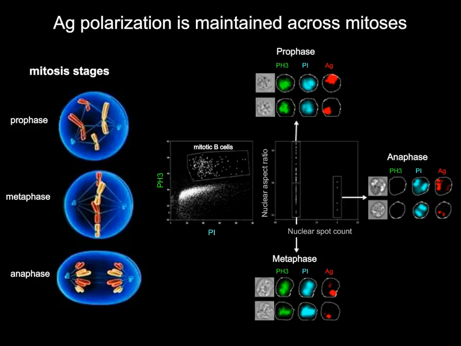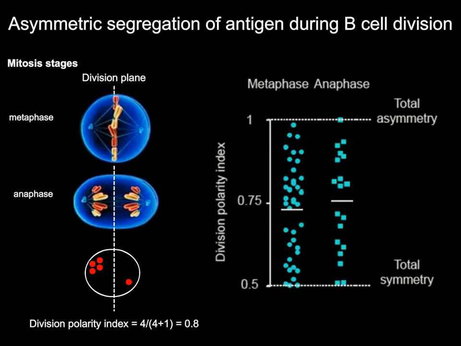Not only can you identify these different stages, but you can also, all along the mitosis, track the distribution of the antigen, and you realize that the polarization of antigen is maintained across mitosis. Of course, the polarization of antigen across mitosis will lead to an asymmetric segregation of antigen between the two daughter cells, and you can quantify this by imaging flow cytometry.